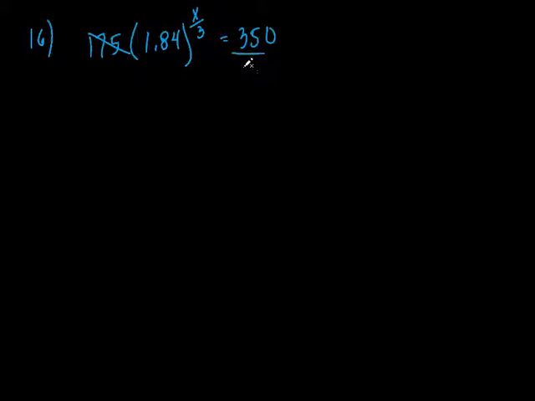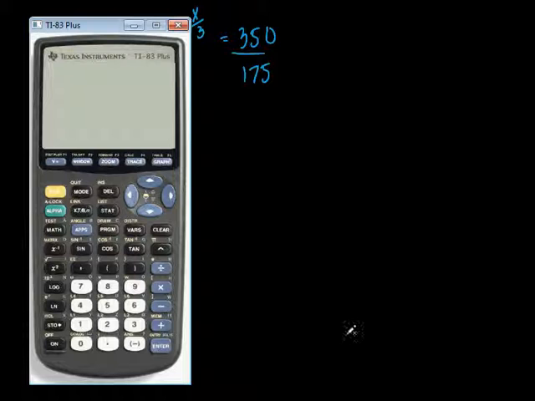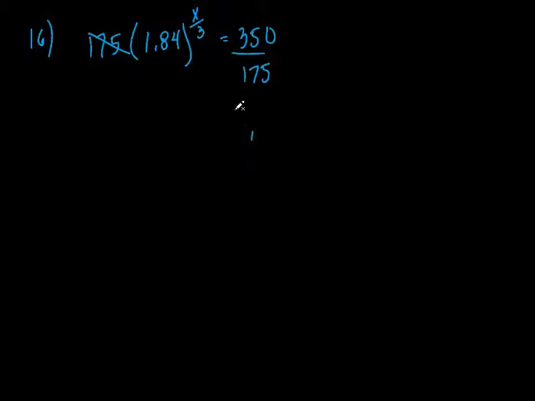Divide by 175. Put that in your calculator, and you'll be pleasantly pleased. 350 divided by 175 gives you 2. It's perfect. That's why I said you'd like that one. So that equals 2. So what do I have? I have 1.84 to the x over 3 power equals 2.